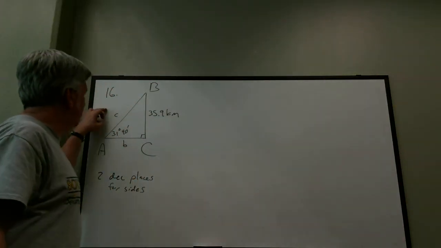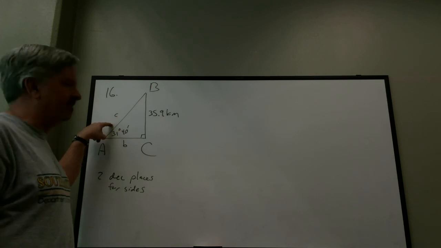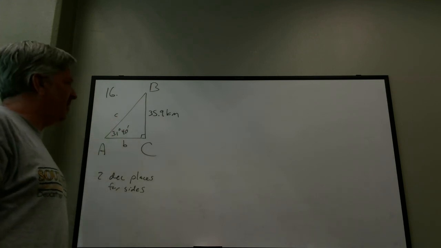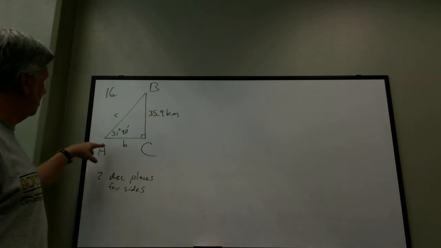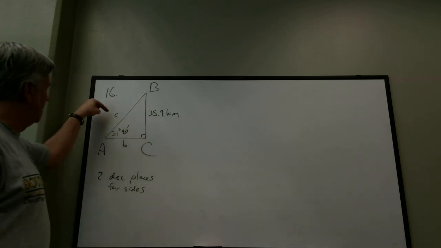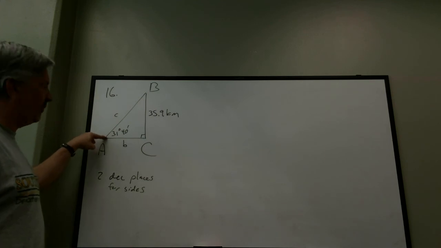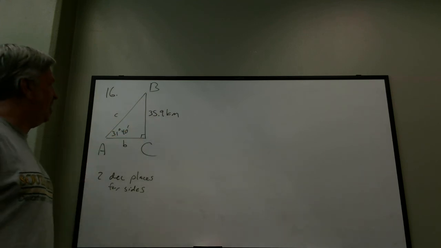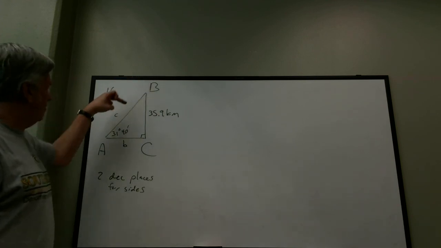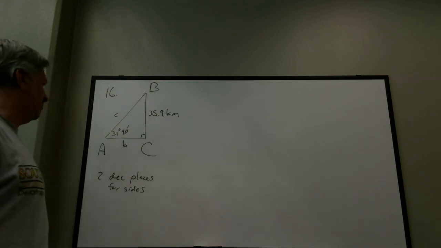Okay, so the first example, this is number 16. This figure's in the book, so I didn't just make this up. I copied this out of the book. We have a right triangle, right angle at C. The hypotenuse is little c, it's opposite capital C. Angle A is 31 degrees 40 minutes. Little a is 35.9 kilometers. Angle B we don't know, and the side opposite, little b, we don't know.